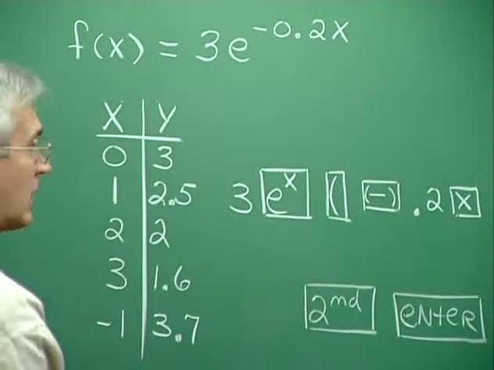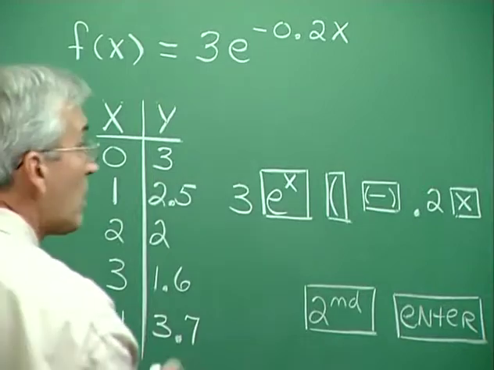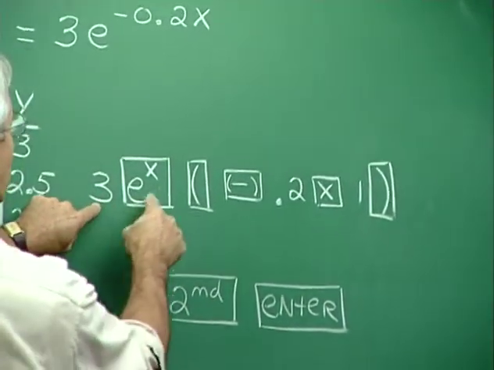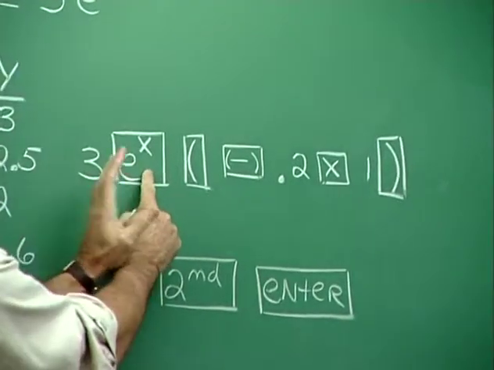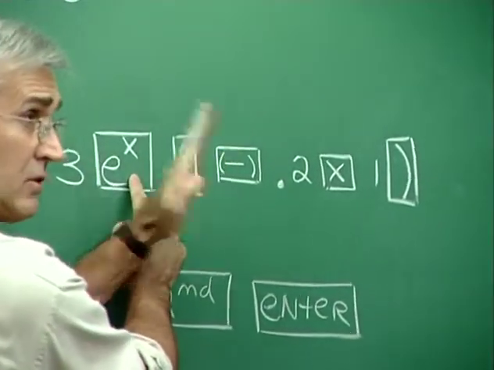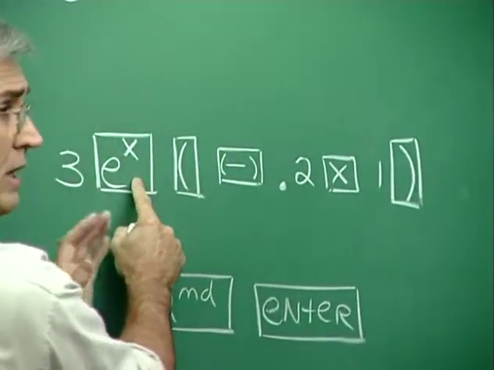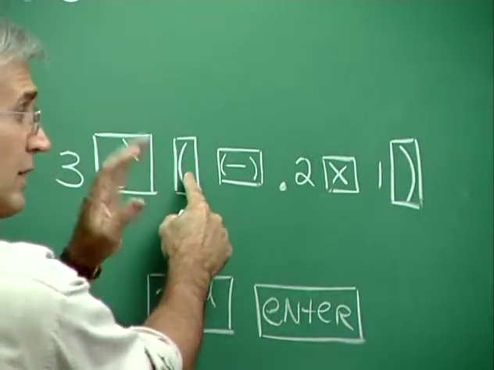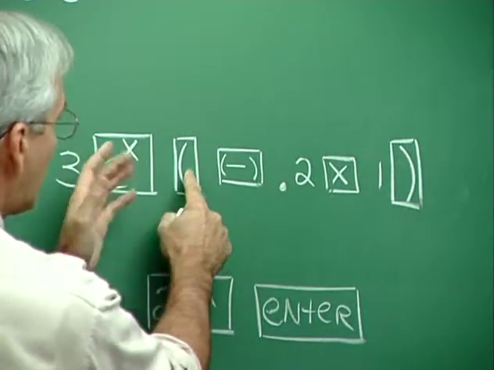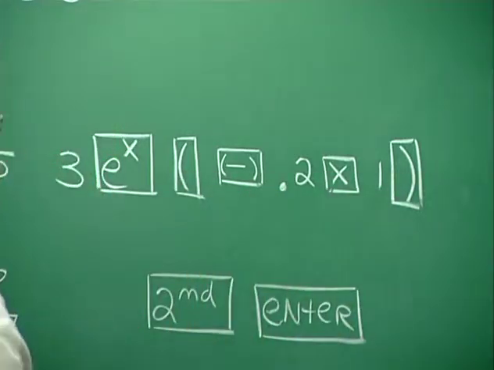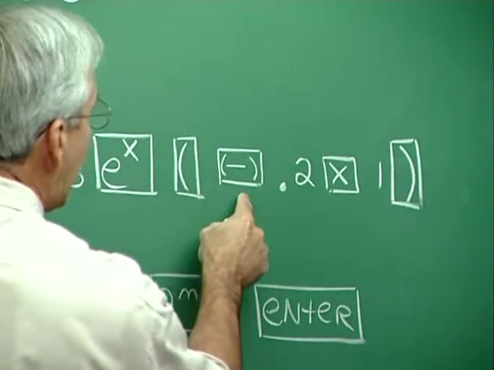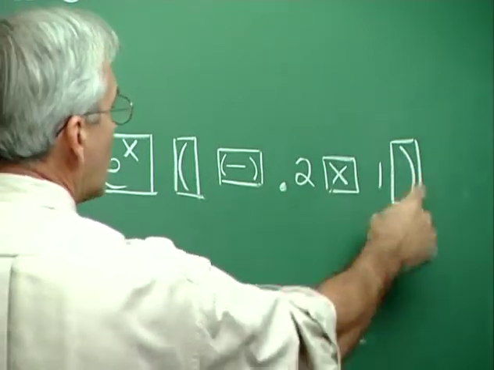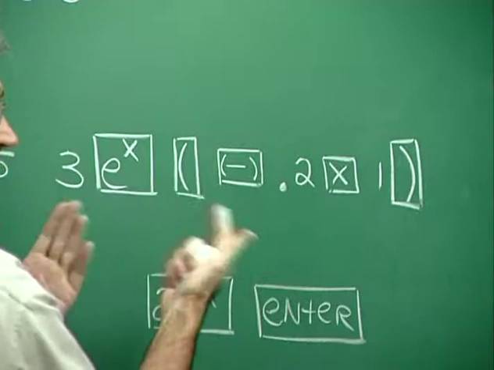We need to use the calculator. So using the calculator, we would go through this button sequence. We would enter 3 and then e to the x. Now for e to the x, remember that's second ln. Now the calculator display will automatically open this parenthesis, so we don't have to enter that, but I'm just putting it here for the completeness of this display. And then negative 0.2 times 1 close parenthesis, enter, and it'll give the value.